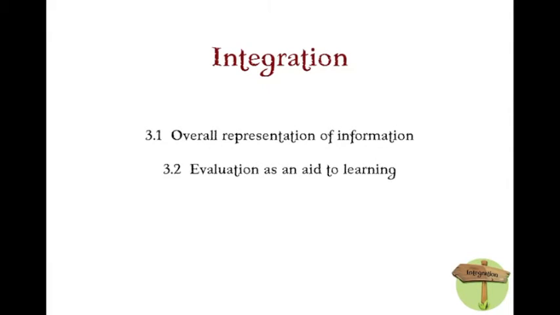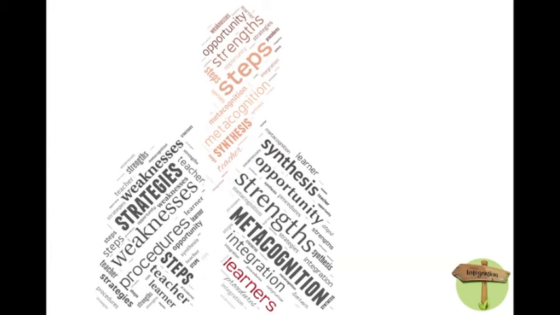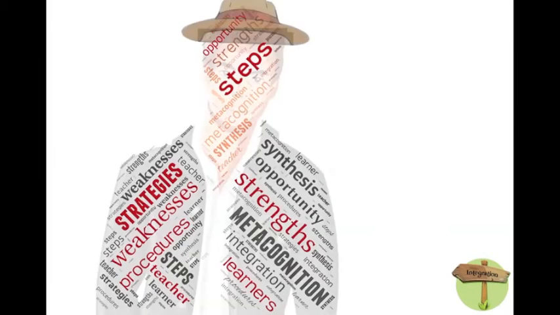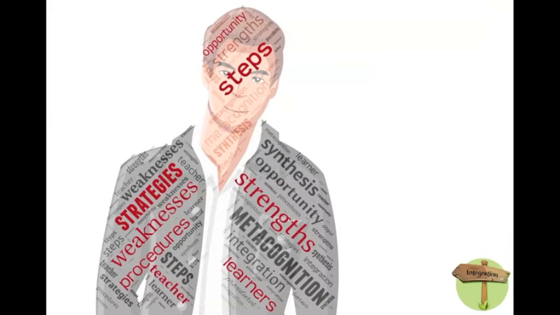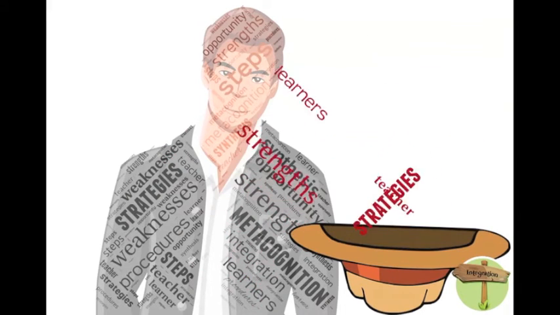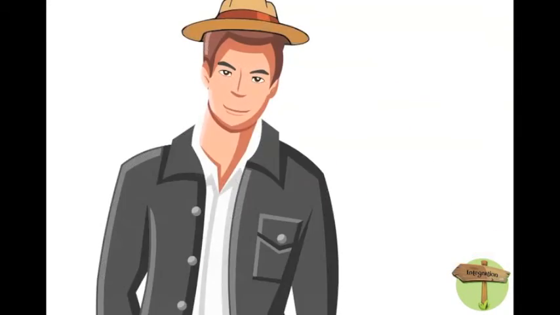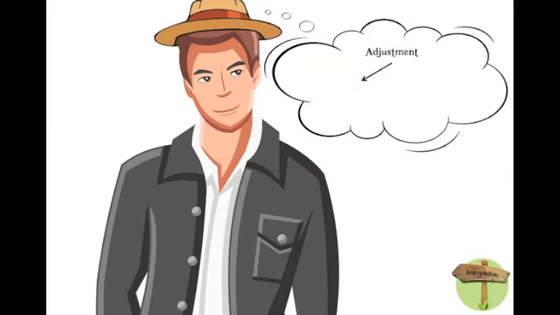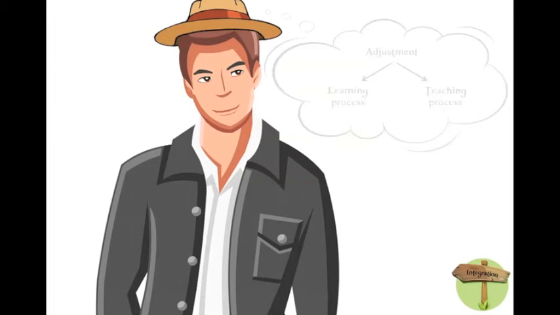Evaluation as an aid to learning. Learners need to be given opportunity to assess their strengths and weaknesses. They can be asked to identify the strategies, procedures, and steps they have taken. This also allows the teacher to compile information to help identify what needs to be reviewed or enriched during another class. This process allows for adjustment, not only of the learning process, but of the teaching process as well.